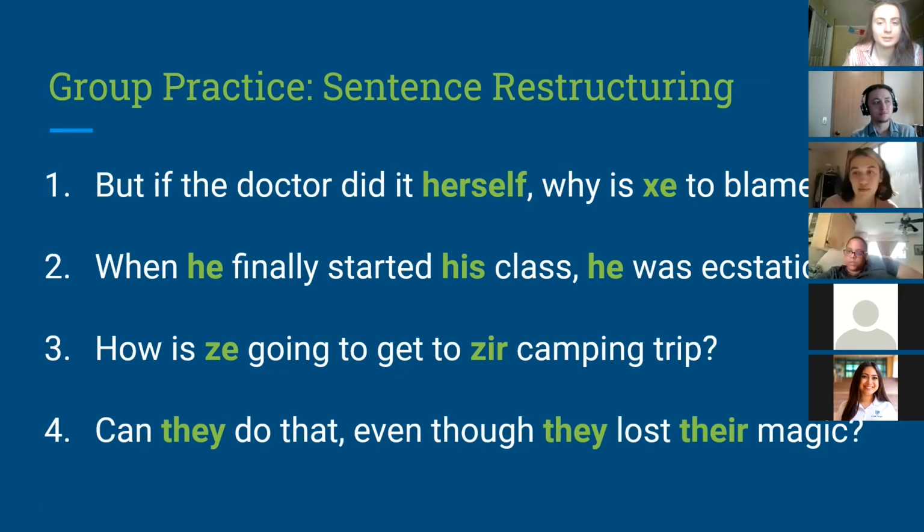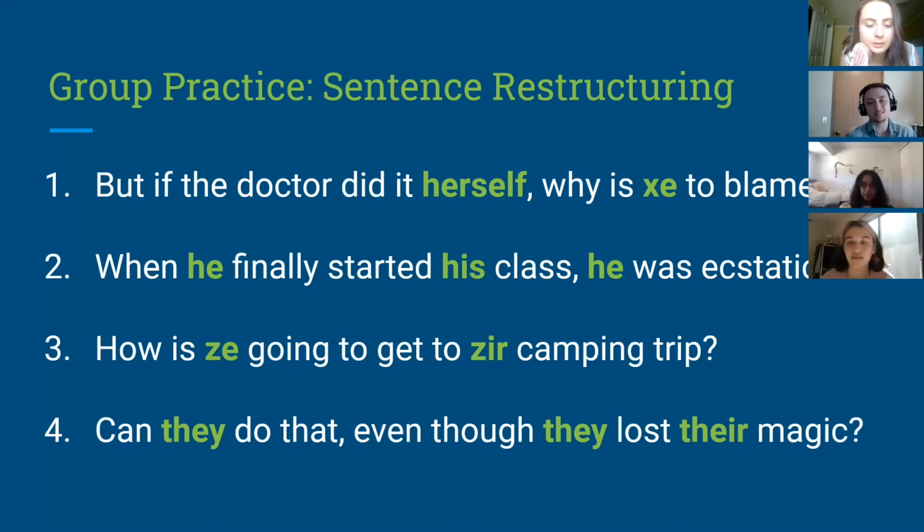Couldn't you just do a delete there? I mean, probably. Like say the person's name, like how is Bob getting to the camping trip? Yes, you could do that. But we're trying to practice the restructuring method with this slide. But you're right, that is definitely a valid solution for this sentence, if you know the person's name. Let's move on to number 4. Does anyone have a solution for number 4?